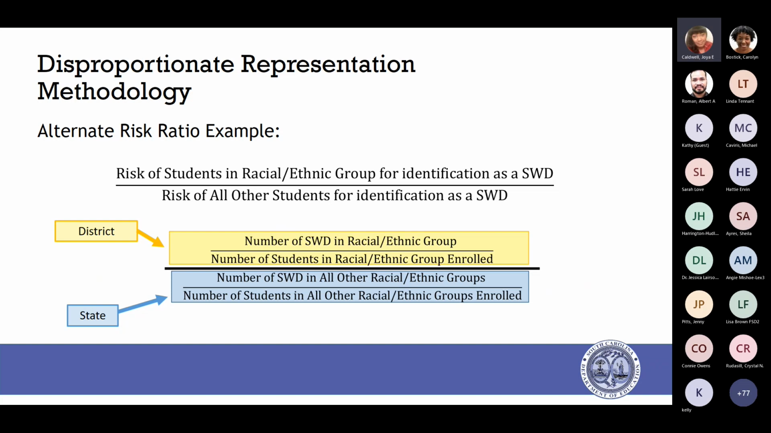Earlier, I mentioned that alternate risk ratios only apply when district numerator conditions are met, but not its denominators, the conditions being a cell size of 10 and an N size of 30. So when the denominator fails to meet both conditions, we substitute the LEA's data with that of the state in the denominator. Next slide.